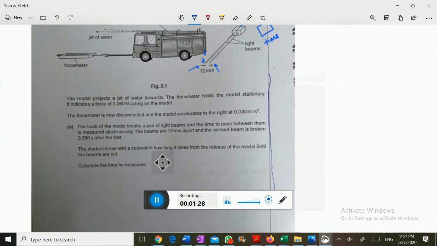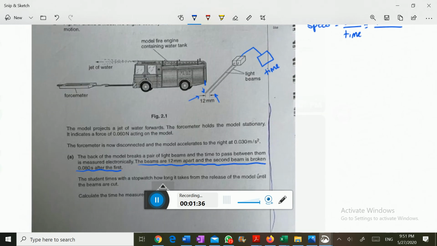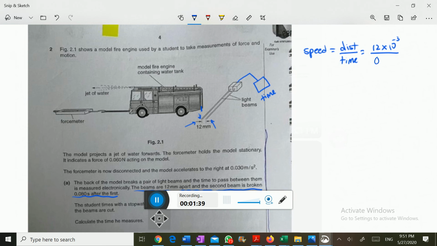Now we are given that the beams are 12 millimeters apart. The second beam is broken after 0.08 seconds. So here the time is 0.080. Okay, so we can find the speed. Listen to this very carefully. Here we can find the speed at this moment, right? At this moment when the model engine cuts the light beams.